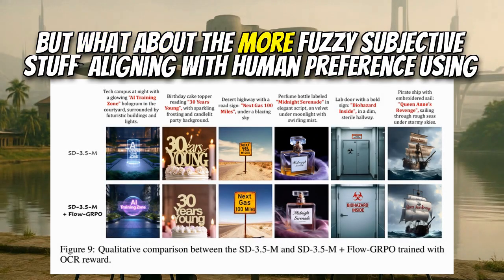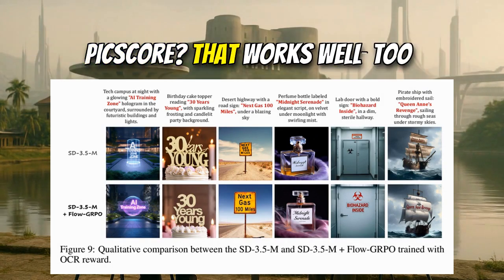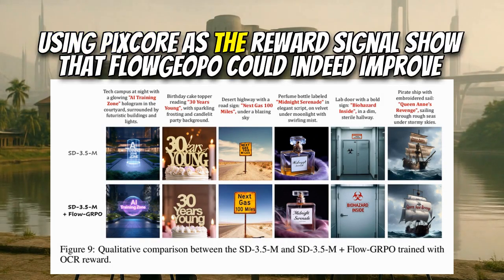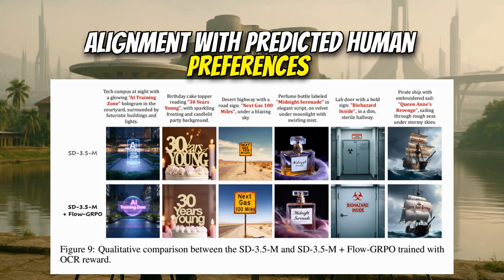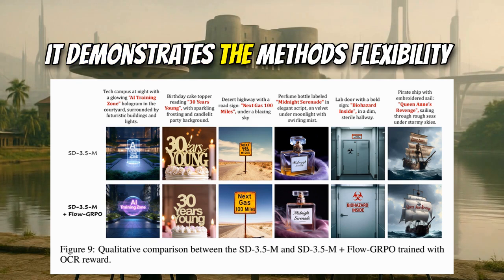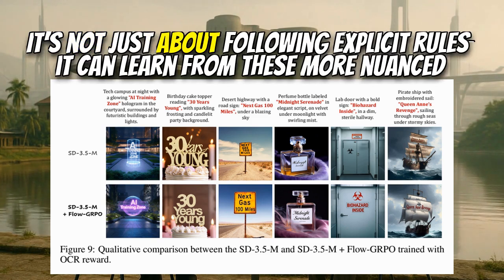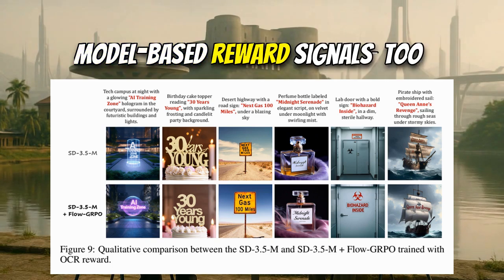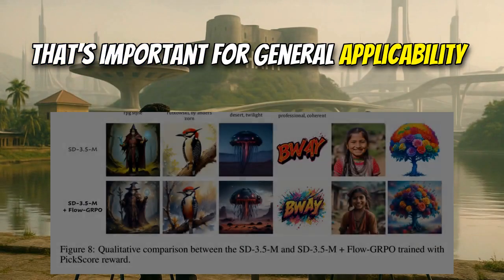But what about the more fuzzy, subjective stuff, aligning with human preference using PickScore? That worked well too. Using PickScore as the reward signal showed that Flow-GRPO could indeed improve alignment with predicted human preferences. It demonstrates the method's flexibility. It's not just about following explicit rules, it can learn from these more nuanced model-based reward signals too. That's important for general applicability.